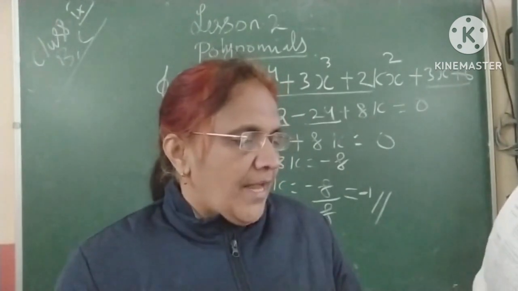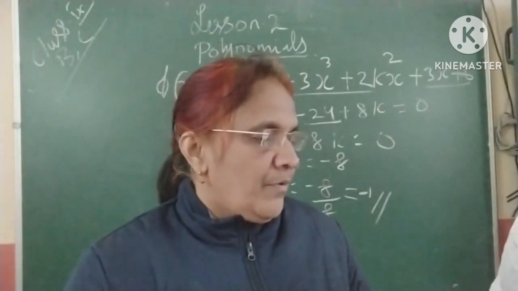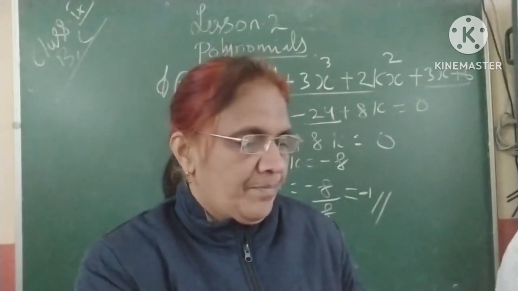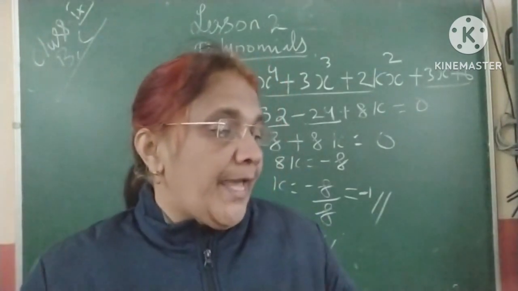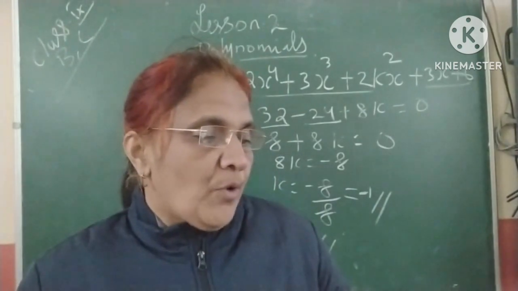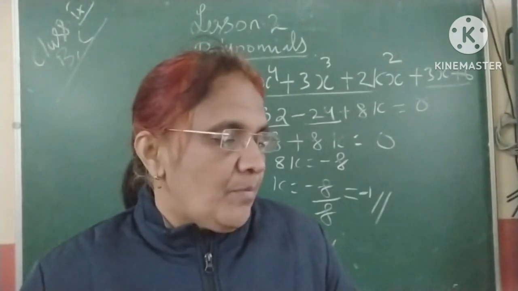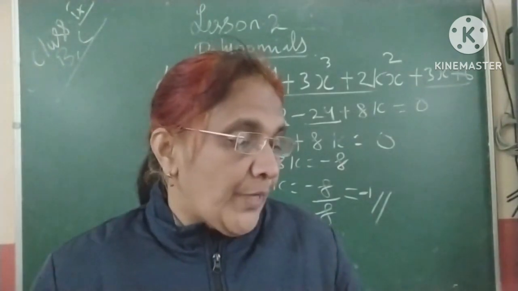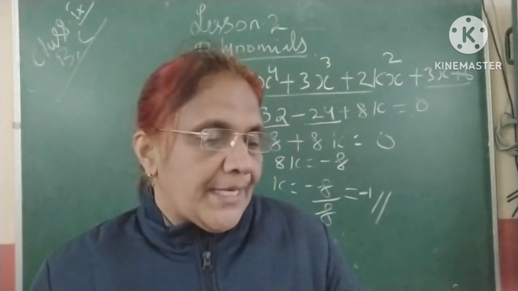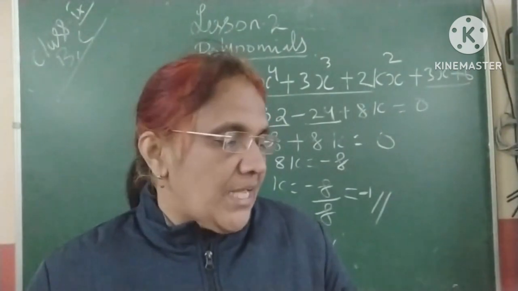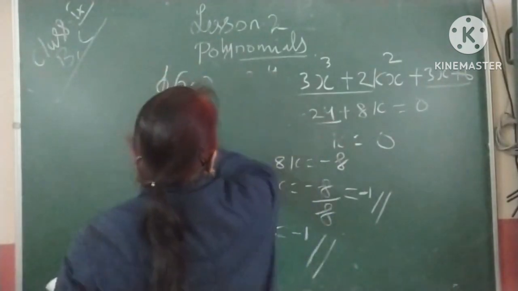Now we can do another example for finding the value of a. Find the value of a for which the polynomial x to the power 4 minus x cube minus 11x square minus x plus a is divisible by x plus 3. Same as this one only.